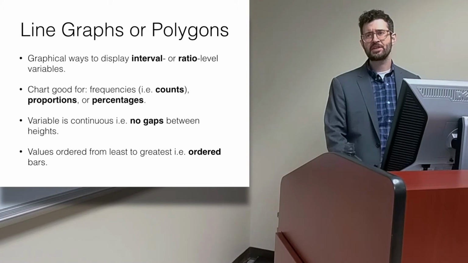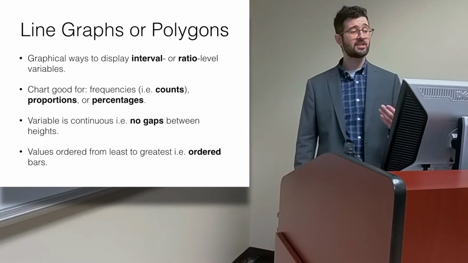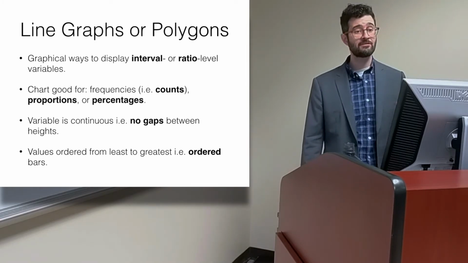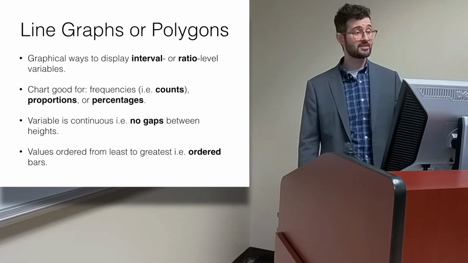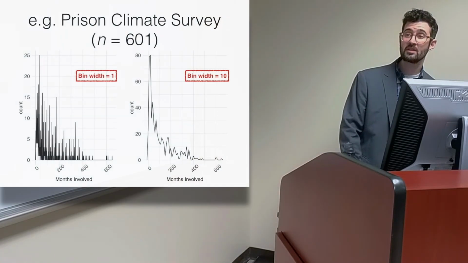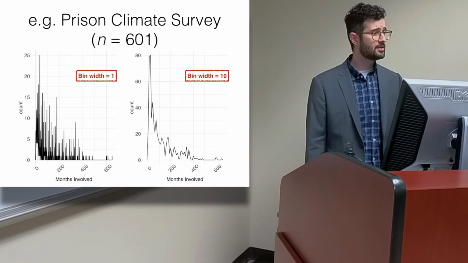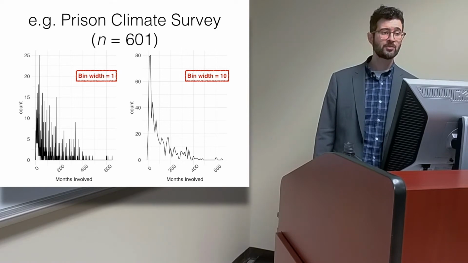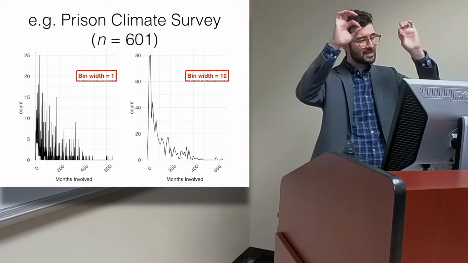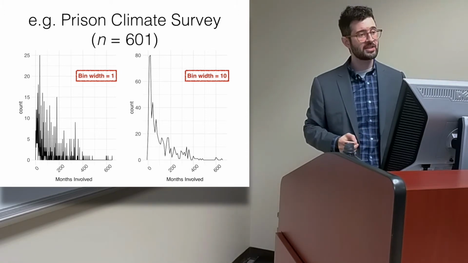So another visualization technique that we can use is one referred to as a line graph or a polygon. The line graph or the polygon is effectively the same thing as a histogram, except instead of representing the data by bars, we represent the data using lines. So here are the same prison climate survey plots that we just looked at. But instead of representing these number of months by bars, we've identified the maximum number of people for each of these intervals, and we connected those together using lines.